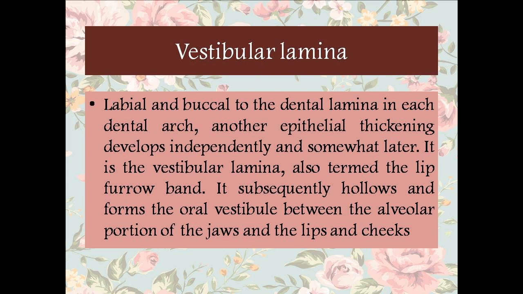Now coming to this vestibular lamina, which is the buccal process of the primary epithelial band. Buccal and labial to the dental lamina in each dental arch, another epithelial thickening develops independently and also in later stages. It is the vestibular lamina, also termed the lip furrow band. It subsequently hollows and forms an oral vestibule between the alveolar portion of the jaws and the lips and the cheeks. So, the hollow place which we see between your cheeks and lips and your alveolar arch is formed by the vestibular lamina, which forms the future oral vestibule.